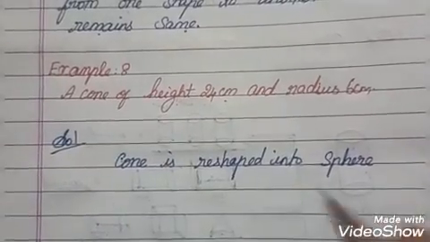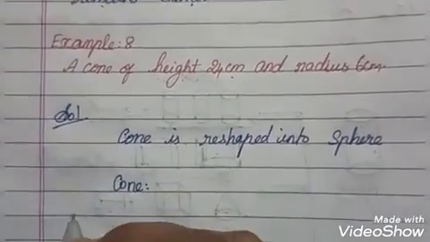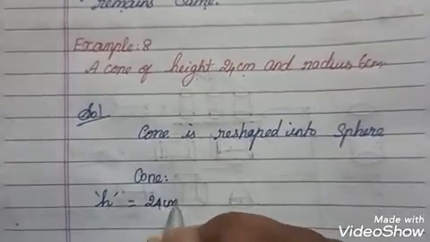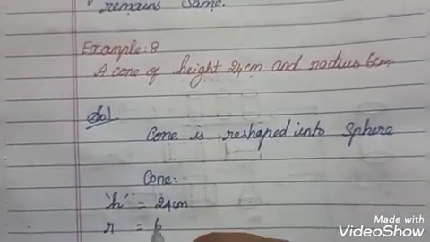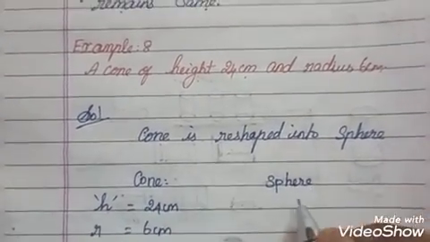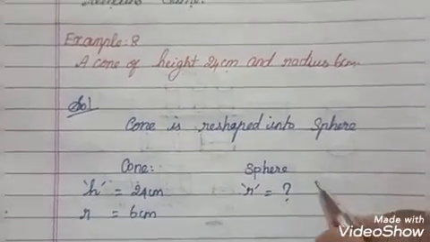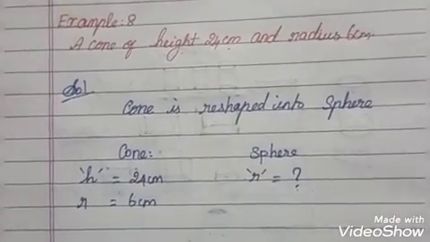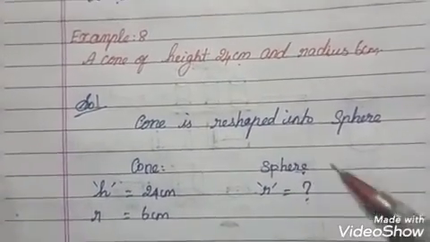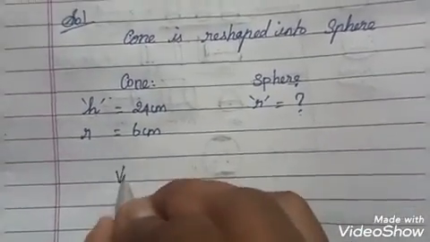Now you need to take the given values of the cone. For the cone, the height is equal to 24 centimeter and the radius is equal to 6 centimeter, but the cone is converted into a sphere. So here only one value, that is the radius, we need to find out. As I already told, by using the basic concept, the cone is reshaped to a sphere, which means shape differs, size differs, but which one remains the same? Volume.